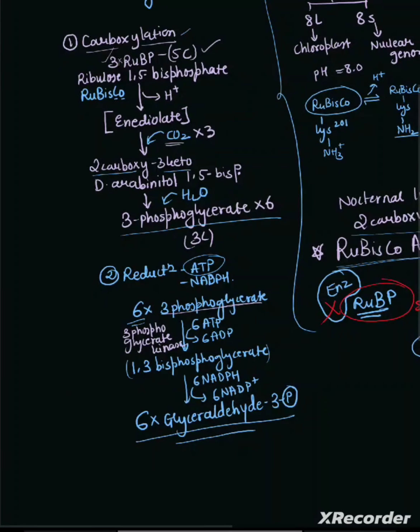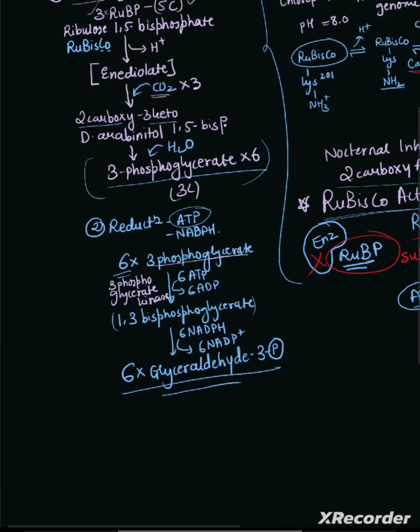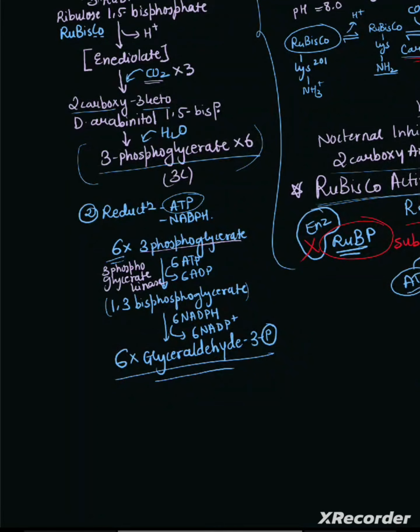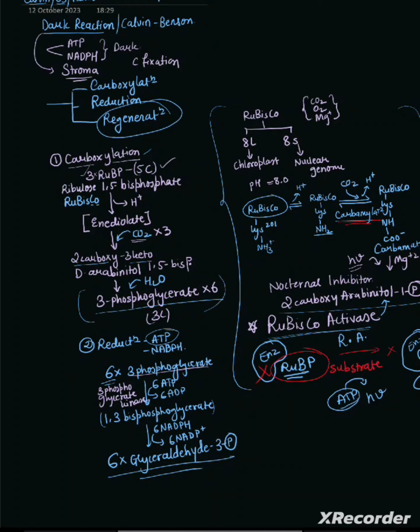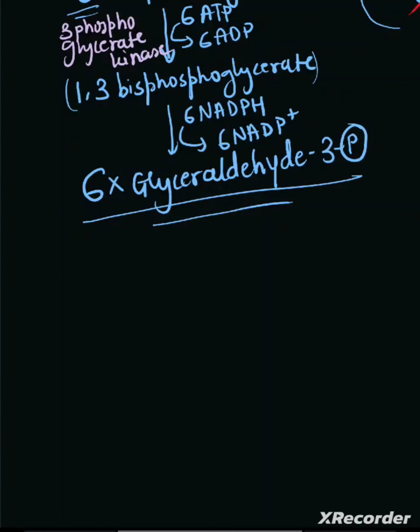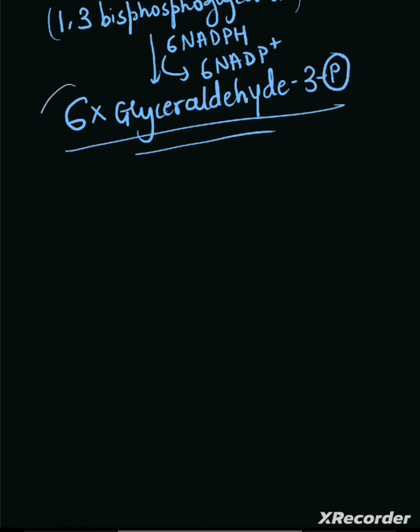To summarize again, in the carboxylation phase, we just added carbon dioxide and we obtained 6 molecules of 3-phosphoglycerate from 3 molecules of RUBP. Here in the reduction phase, we utilized your ATPs and NADPHs to reduce the compounds here to obtain 6 molecules of glyceraldehyde 3-phosphate. Now comes your third phase, that is the regeneration phase. Let's go to that. Now this is a bit tricky and it might be confusing, but pay attention from the beginning. So now what is the end product here? 6 molecules of glyceraldehyde 3-phosphate.